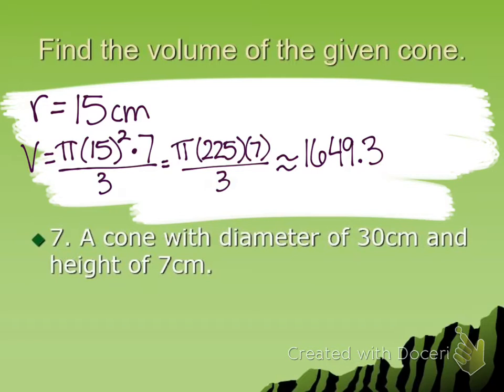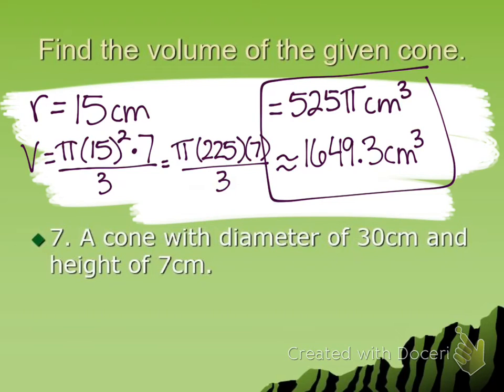What would our units be? Centimeters cubed. Now we could get an exact answer if you got 525 pi centimeters cubed. That would be the exact answer. So if you were trying to give me that instead, that might be why ours didn't match. But if you're giving me the exact, you have to include the pi in there still. We will wrap up our other examples tomorrow.